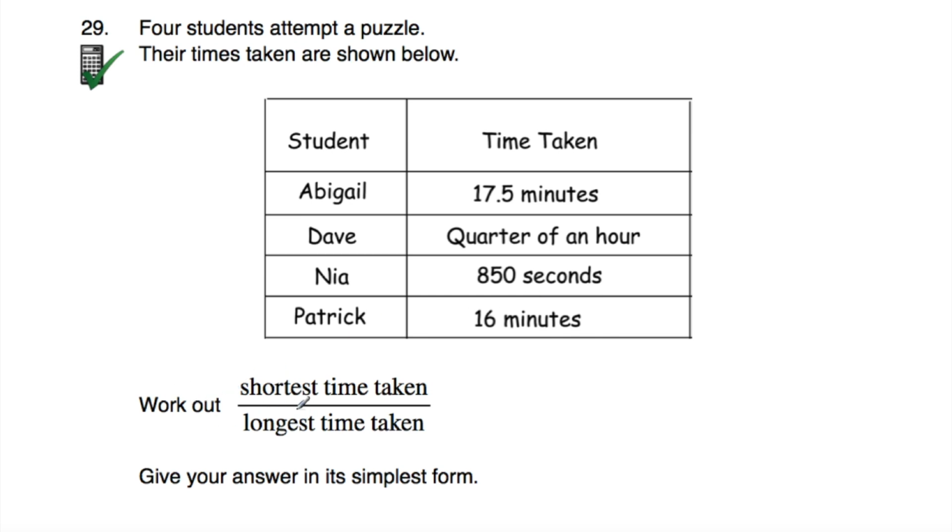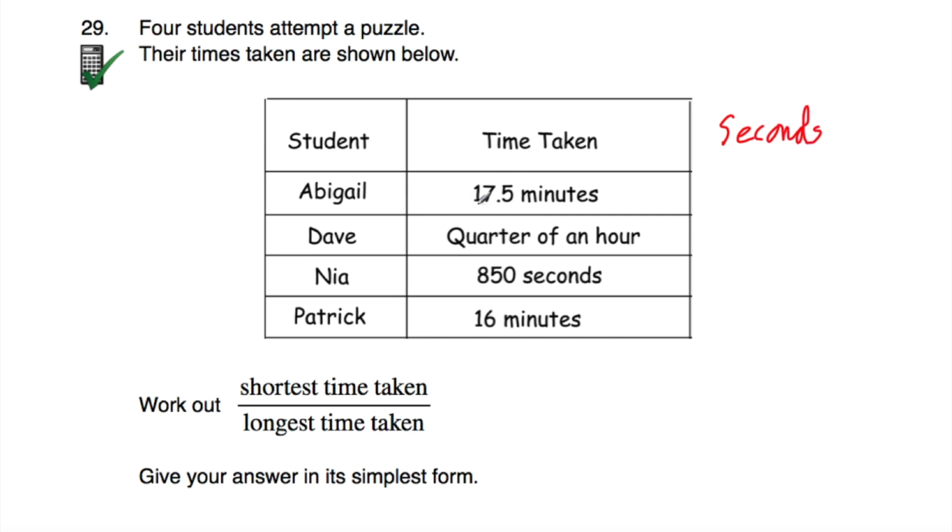And we've been asked to work out the fraction of the shortest time over the longest time, and to give our answer in its simplest form. Now the first thing is, I actually can't spot the shortest time and the longest time straight away here, because I want to actually convert them all to the same. So what I'm going to do is change them all into seconds, because it's a calculator question, so we can do that on our calculator.